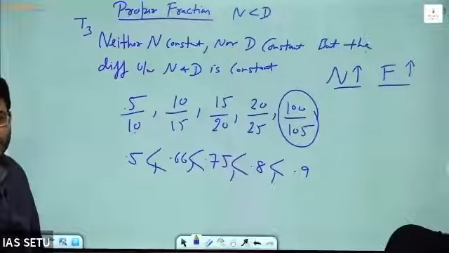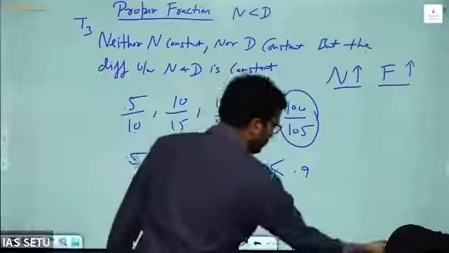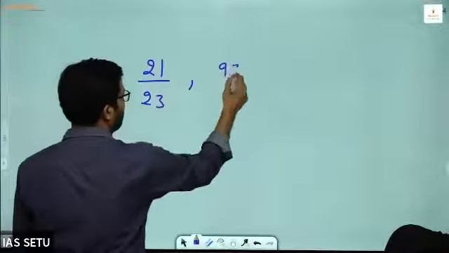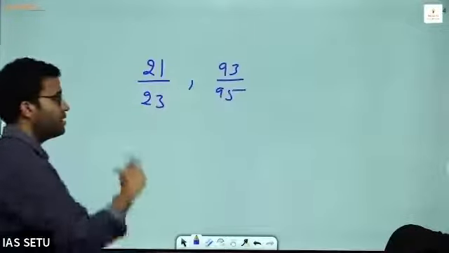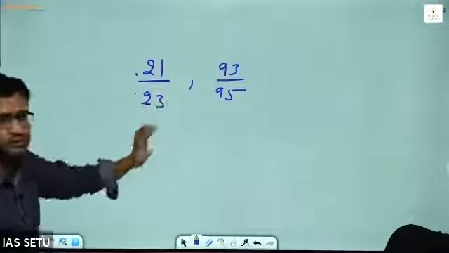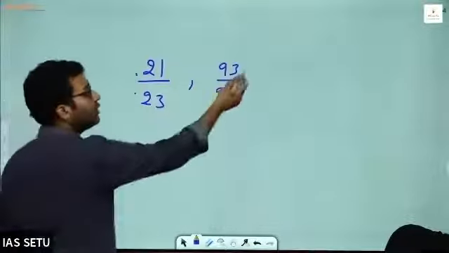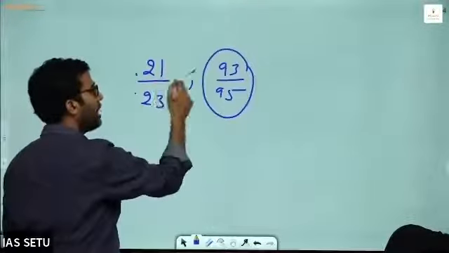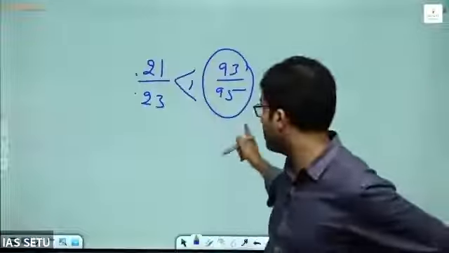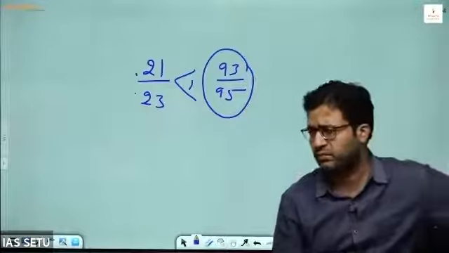Let me take one more example, then you will understand this actually. 21/23, 93/95. Neither 21 constant nor 23 constant, difference 2, difference 2. And it is proper fraction, so you can directly conclude 93/95 is larger than 21/23. For sure. This is larger. Simple. Type 3 is simple.